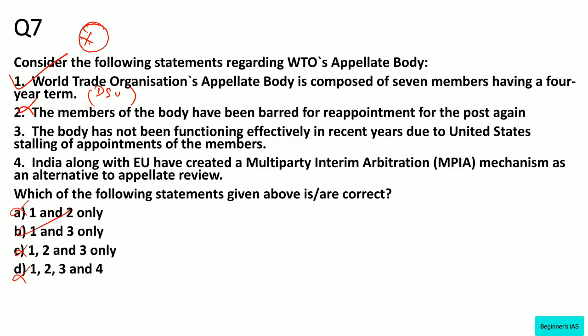But let us analyze statement number 3. Since July 2017, the United States has been stalling the Appellate Body's appointments. Therefore, the Appellate Body has been in crisis, with fewer than 3 members to hear an appeal since 2019. This Appellate Body is not able to function as mandated under the DSU, that is, the Dispute Settlement Understanding. Therefore, this statement is right.